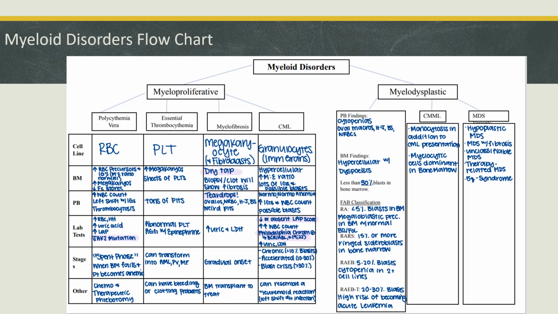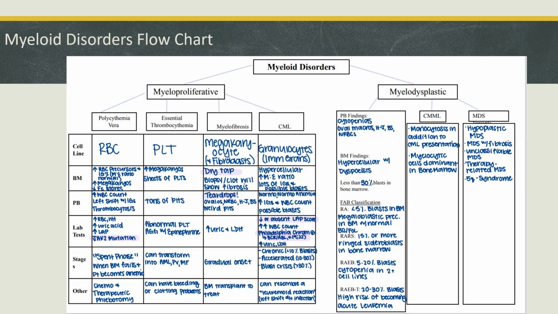Next is our CML. Again, we just talked about this, but we're going to have immature granulocytes in abundance. We are going to have hypercellular bone marrow with an increased ME ratio. Lots of immature grans and possibly a few blasts, but they're not going to exceed the line in the sand, so they will still be considered CML. We might have a decreased or absent LAP score.